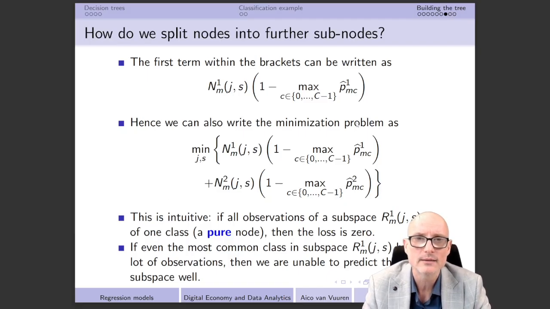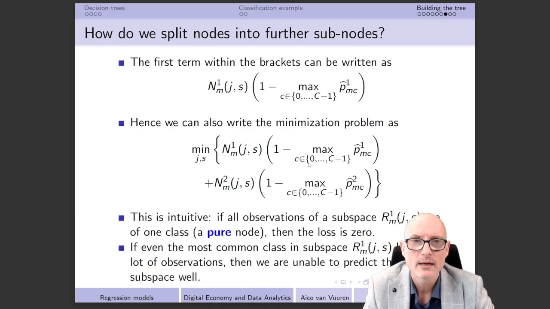Take into account that this is still difficult for the computer to calculate, because we haven't done anything different from what we have seen before. We have just rewritten the difficult problem as another difficult problem for the computer. So in that sense, nothing has changed, but we did gain something, and that is intuition. This minimization problem is much more intuitive than the minimization problem that we had before.